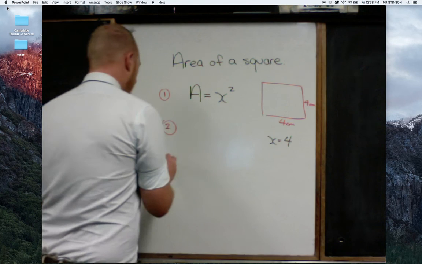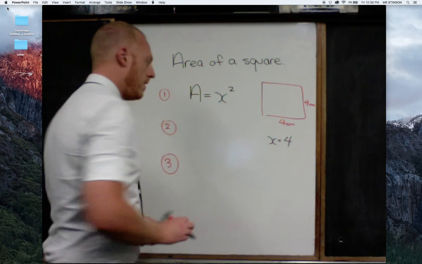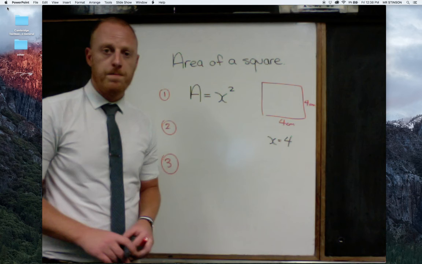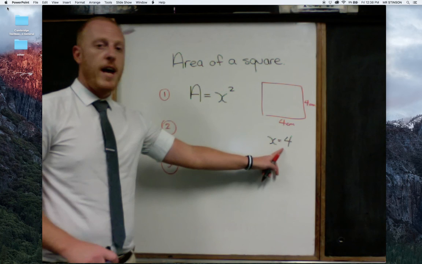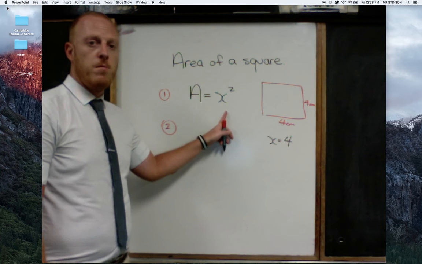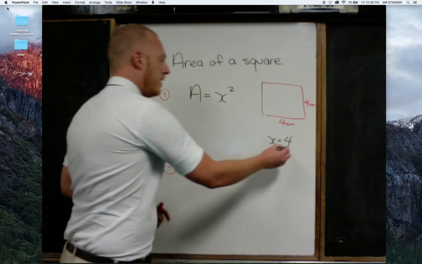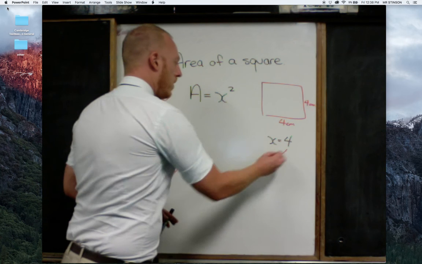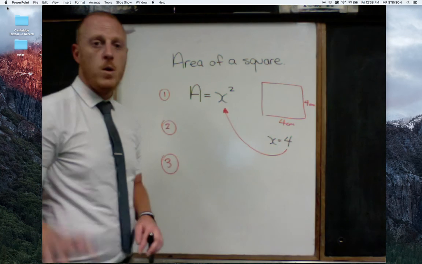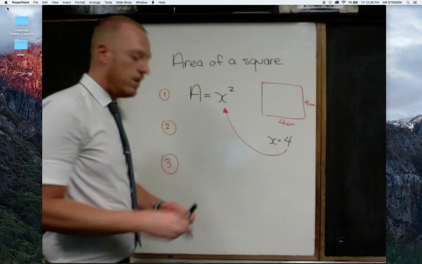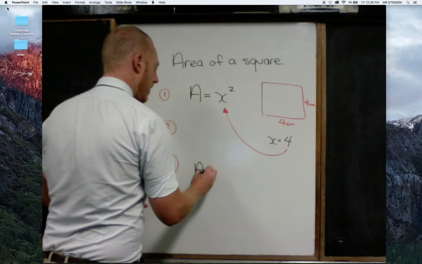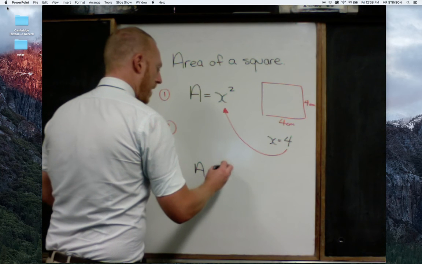Step 3. This is the part where you need to substitute. So, we take our values from the right-hand side and we substitute them into our formula. If x equals 4, we must put the 4 into the formula where x is. Therefore, A becomes not x squared now, but 4 squared.